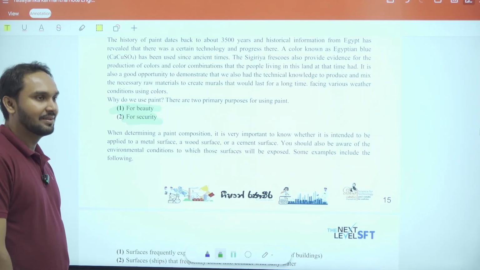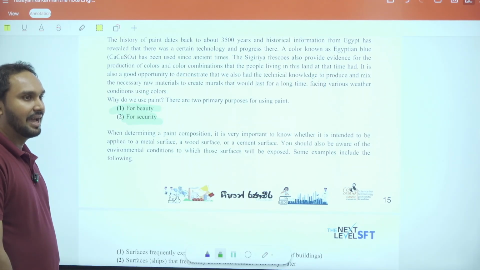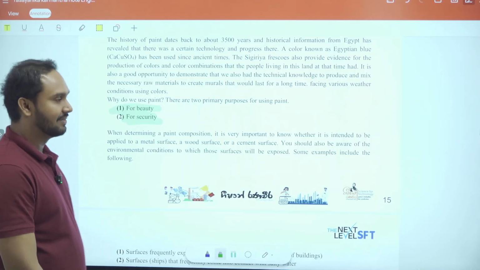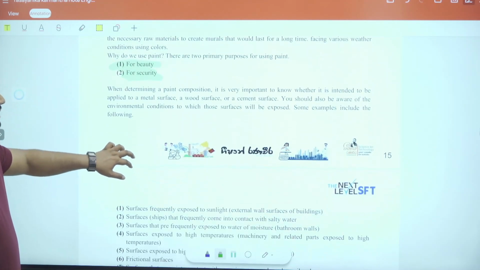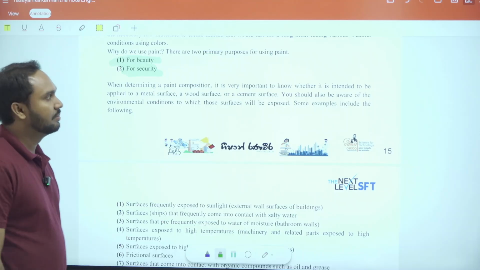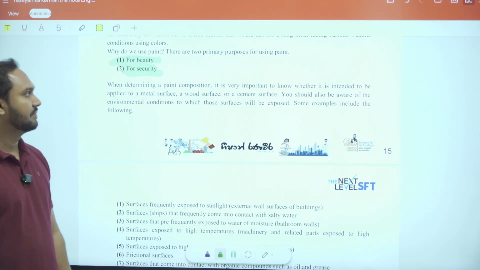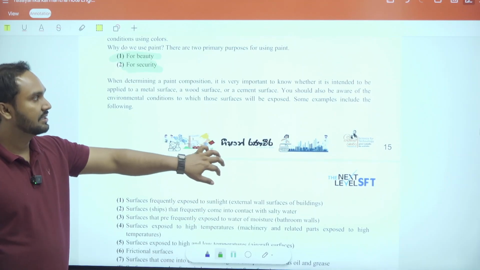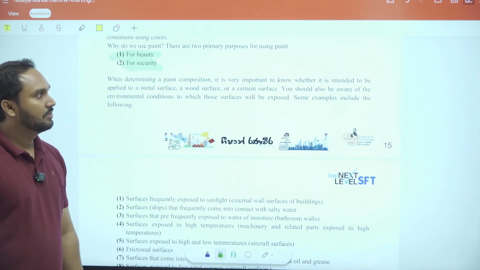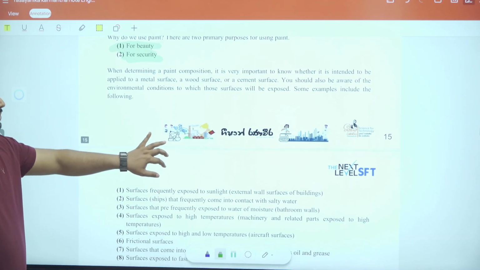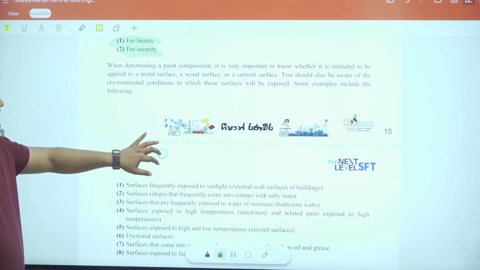In some areas there are anti-fungus and weather shields. Right. When determining a paint composition, it is very important to know whether it is intended to be applied to a metal surface, wood surface or a cement surface. You should also be aware of the environmental conditions to which those surfaces will be exposed. Some examples include the following.